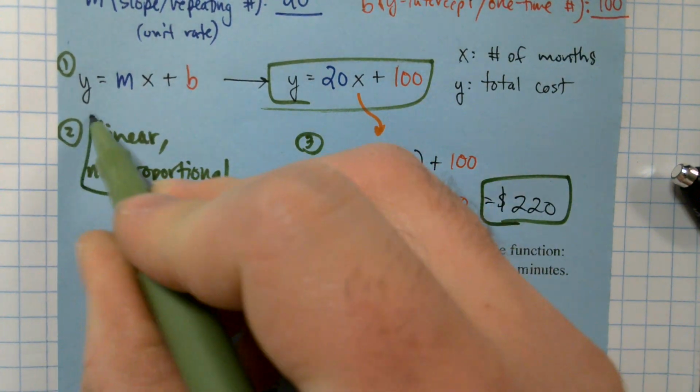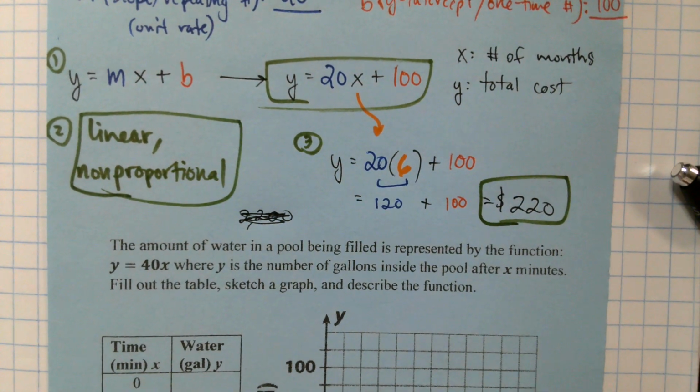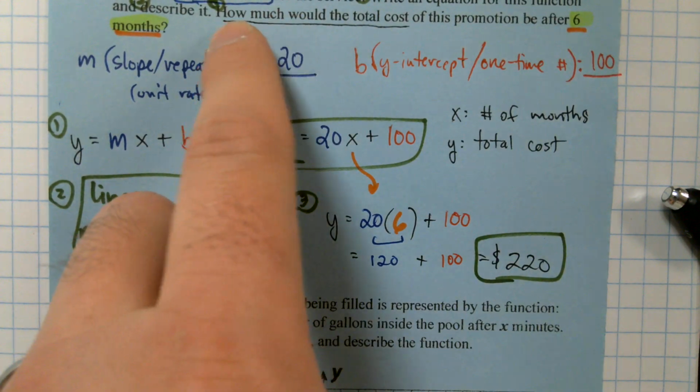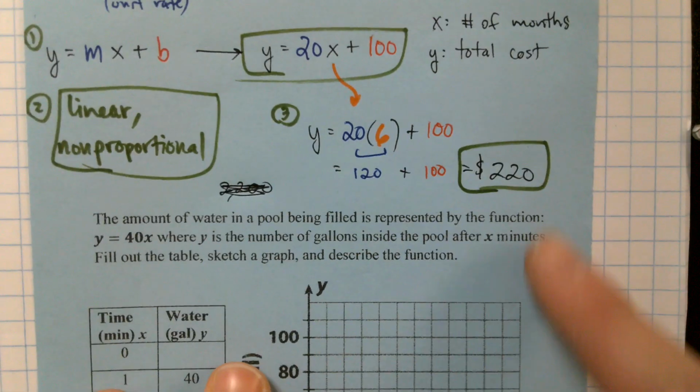It's asking me for the total cost, right? So if you don't know what the units are, go back to the question. How much would the total cost be? $220.